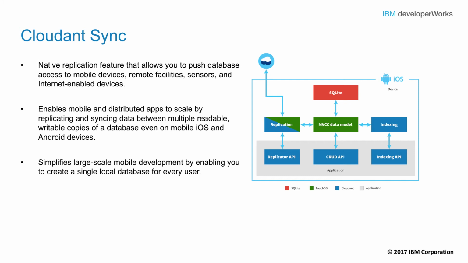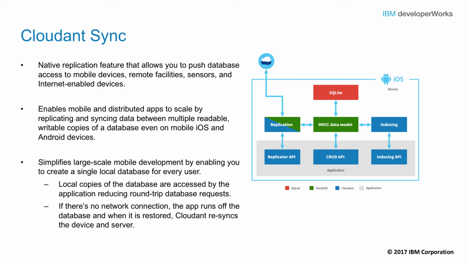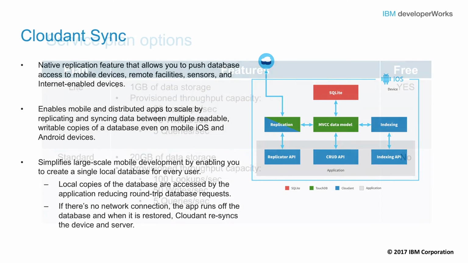This can reduce round-trip database requests with the server. If there's no network connection, the app runs off the database on the device. When the network connection is restored, Cloudant resyncs the device and the server. Some of Cloudant's largest mobile developers have scaled into millions of databases with Cloudant Sync.